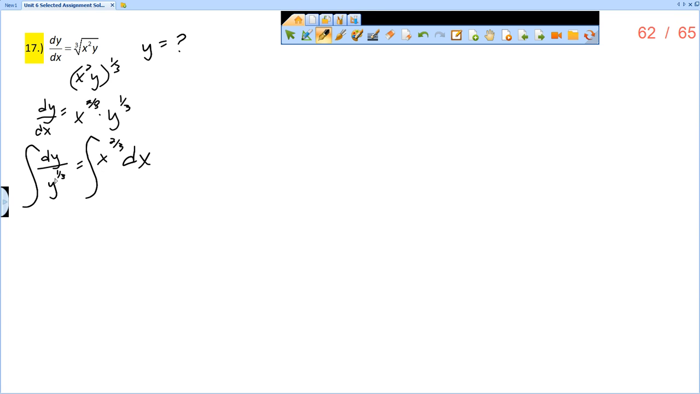Now on the left side, I really need to remember that if I have dy divided by y to the 1/3, that's really like y to the negative 1/3. So when I integrate, I'm going to add 1 to negative 1/3 to get y to the positive 2/3, and then divided by 2/3. And then, of course, plus c, but I'm going to add that in on the other side. So now x to the 2/3, I'm going to add 1 to that. That becomes x to the 5/3 divided by 5/3, and then the plus c.